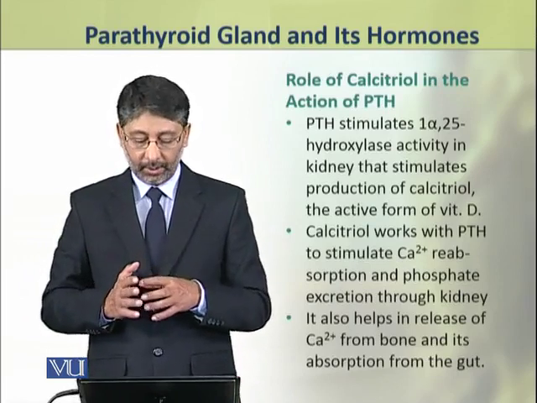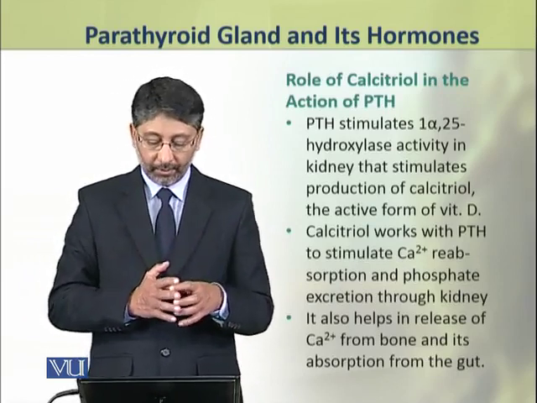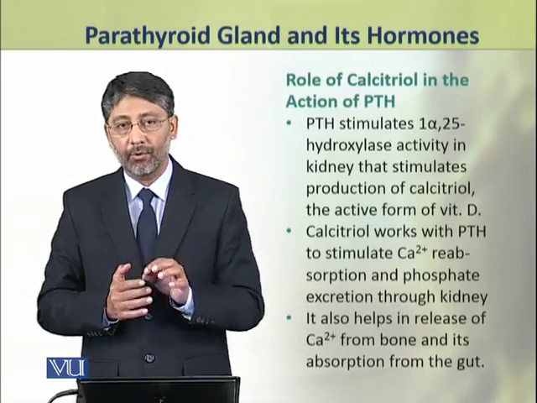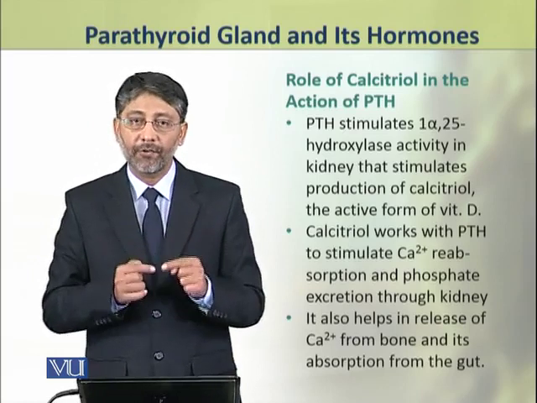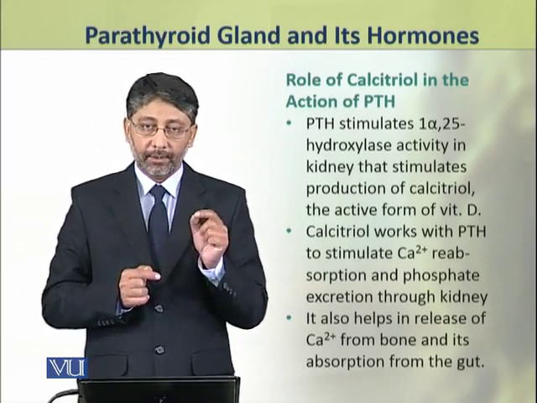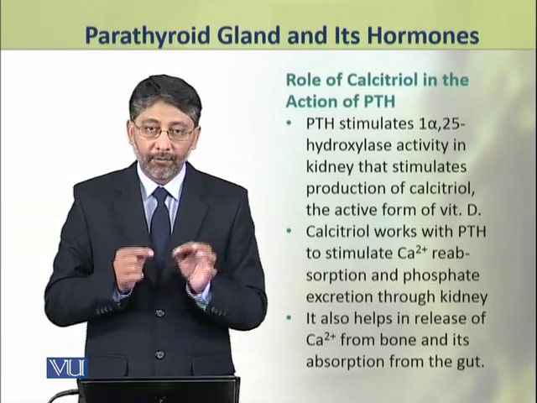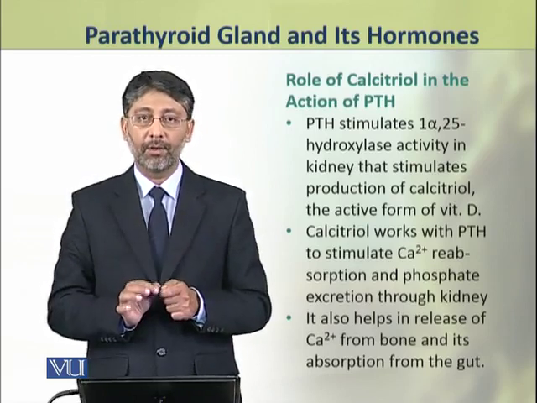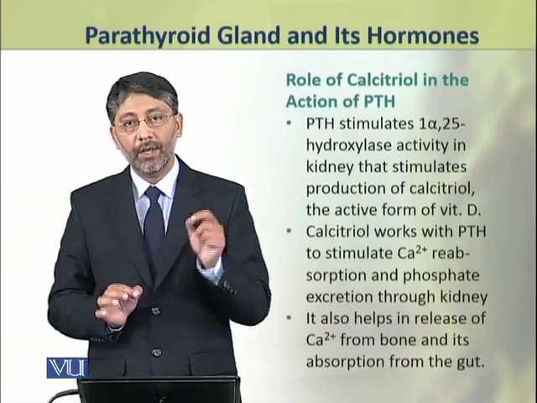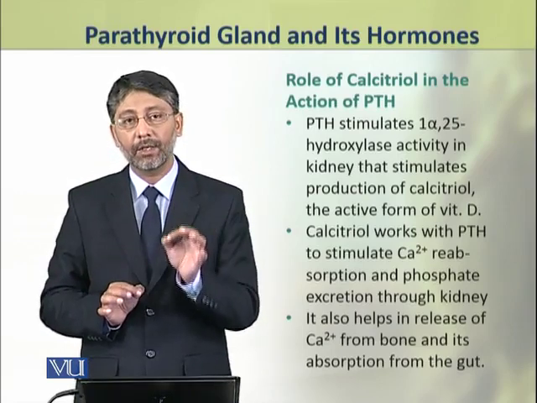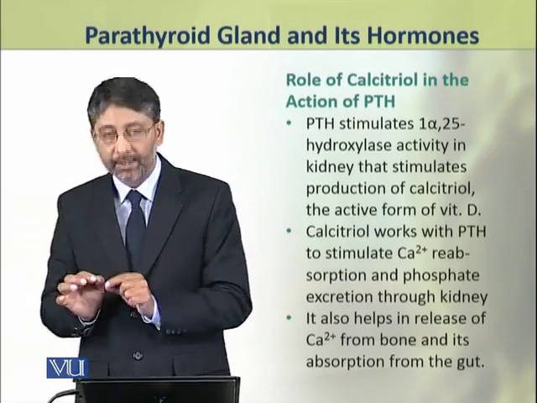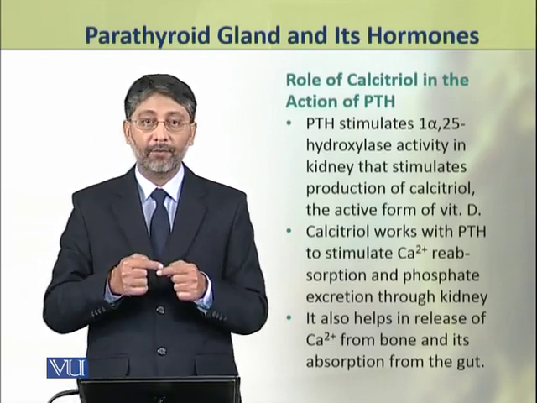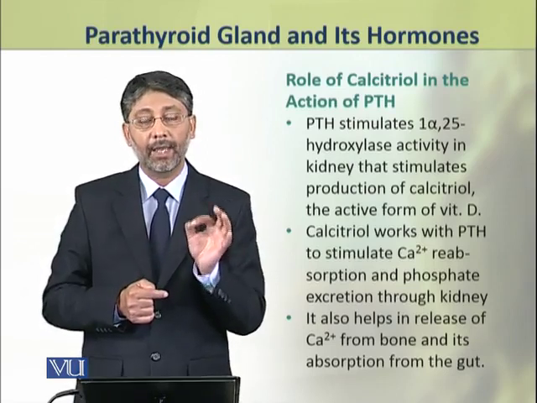Dear students, the parathormone acts with the help of calcitriol. Calcitriol is the active form of vitamin D. Vitamin D is converted into calcitriol by the action of parathormone on the kidneys, where it enhances the hydroxylase activity of kidneys, which metabolize vitamin D and produce calcitriol.